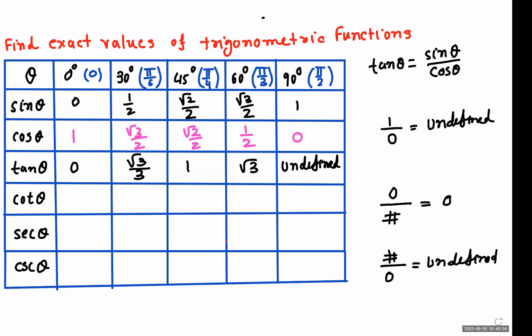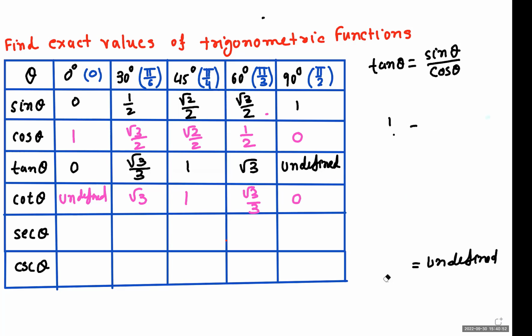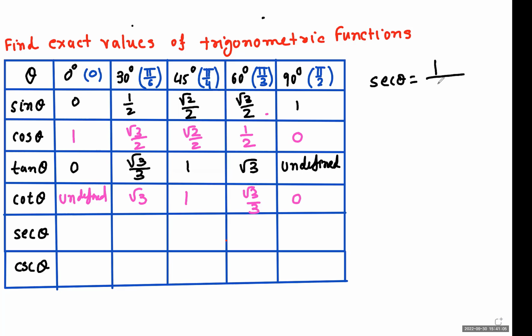Now to find the cotangent value, we're going to start writing backward. So we can say undefined, radical 3, 1, radical 3 over 3, and 0. So we complete 4 rows. Let's go for the last 2. So secant theta, we know that it's a reciprocal of cosine theta. So for secant theta, we take the value of cosine theta, and then we will flip it, or we will take the reciprocal of it.